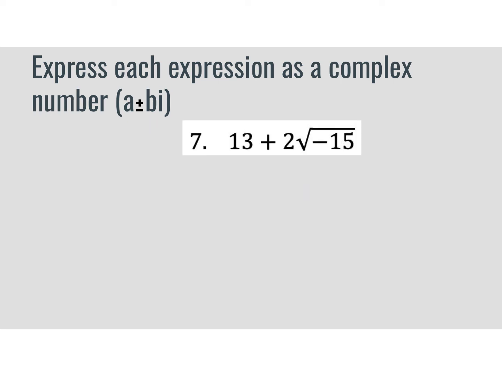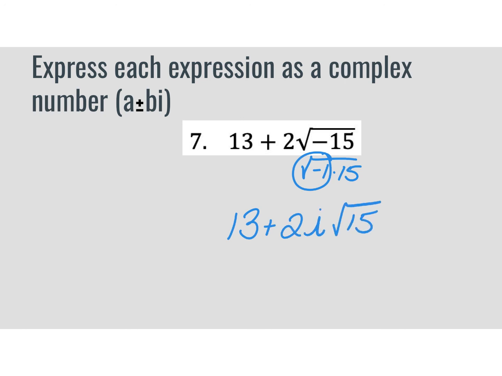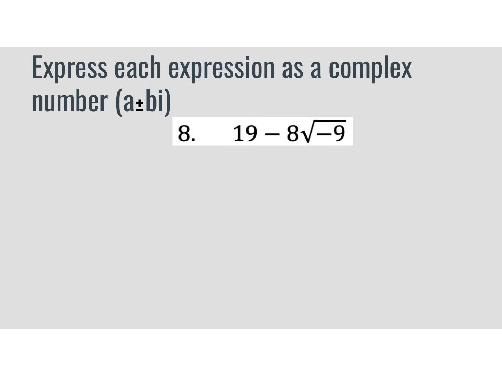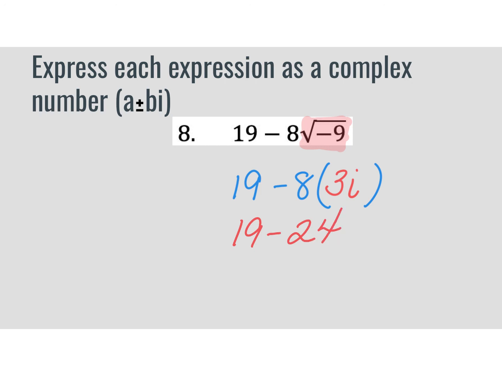Next, root of negative 15. Well, this would be negative 1 times 15. And I don't have any perfect squares that go into that, so the only thing I can simplify is this right here. So I'd have 13 plus 2 times i times root 15. Try this one. So what I can do in this one is simplify root of negative 9, and that's 3i. So that would give me 19 minus 24i.